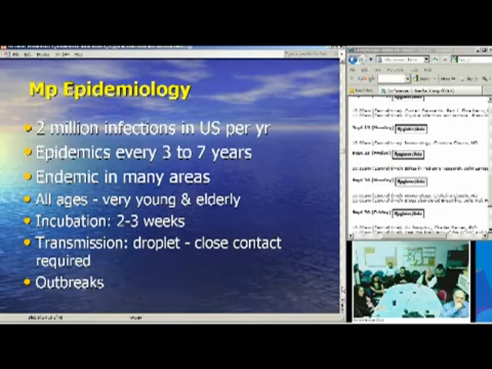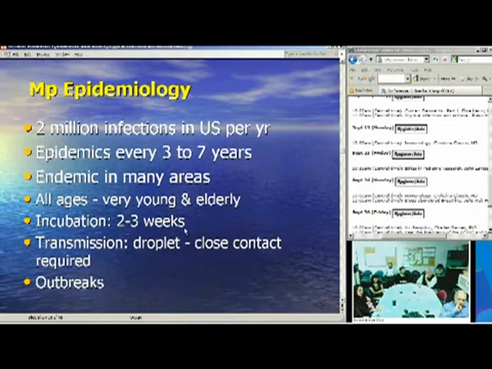It's a very common infection in the U.S. Perhaps 30% of community-acquired pneumonias, 2 million infections estimated per year. It tends to occur in little epidemics every 3 to 7 years or so for reasons no one's quite sure about. But it is certainly endemic in many areas, and infections can occur at any time of the year. Infections occur at all ages, but most of the more severe infections tend to be in older children, adolescents and young adults.